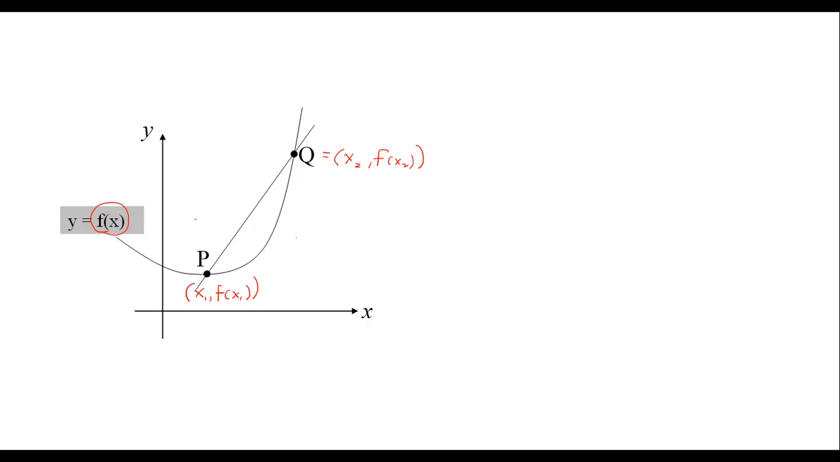All right, so this PQ straight line we call a secant line. Okay, so this is your secant line.